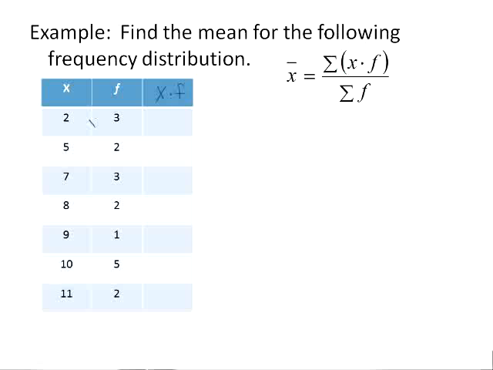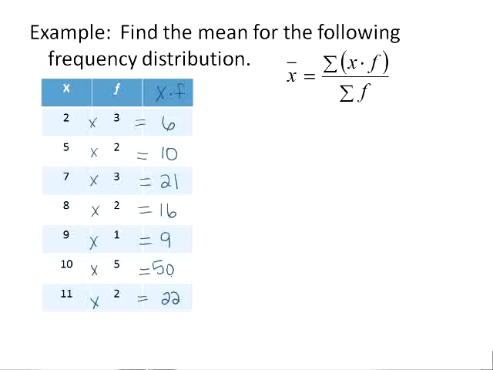So 2 times 3 gives me 6. 5 times 2 gives me 10. 7 times 3 gives me 21. 8 times 2 gives 16. 9 times 1 gives 9. 10 times 5 gives 50. And then 11 times 2 gives me 22.